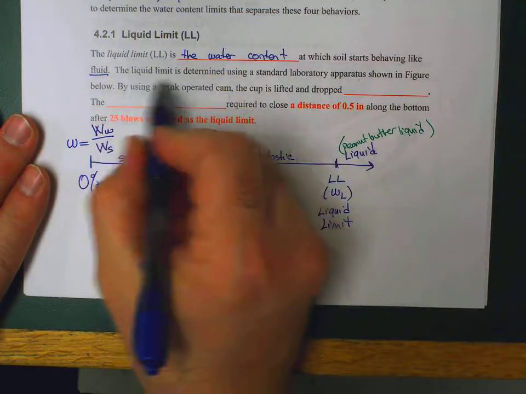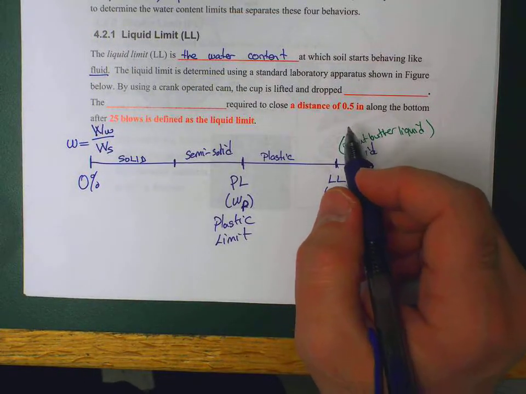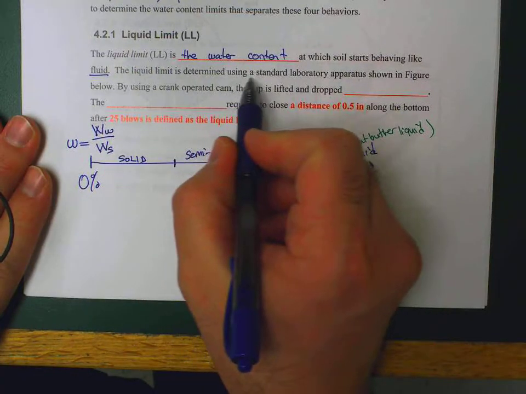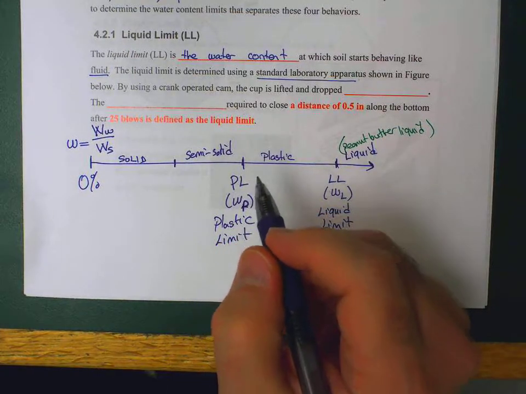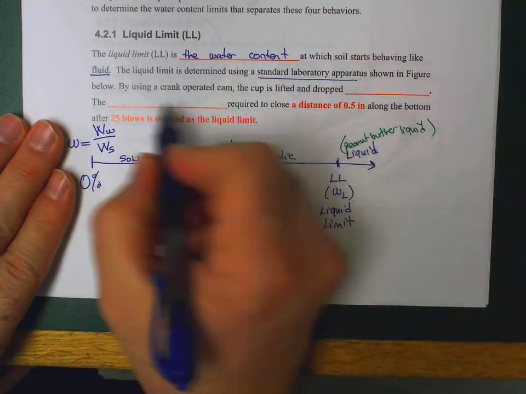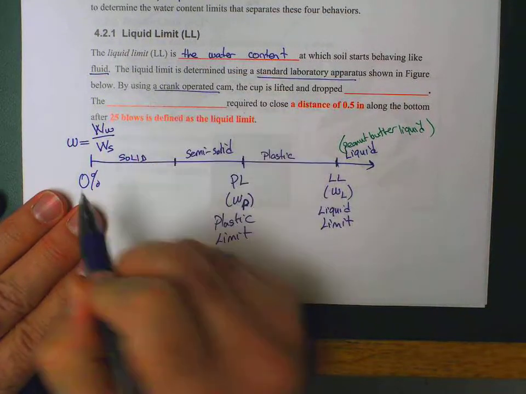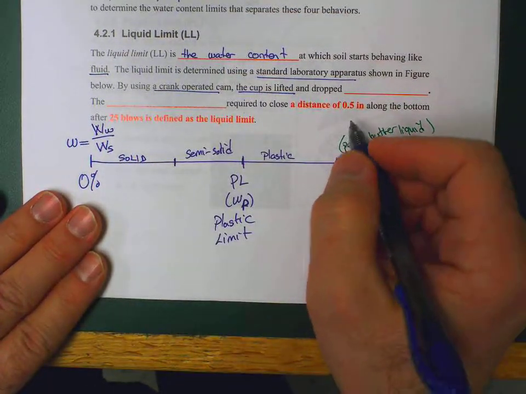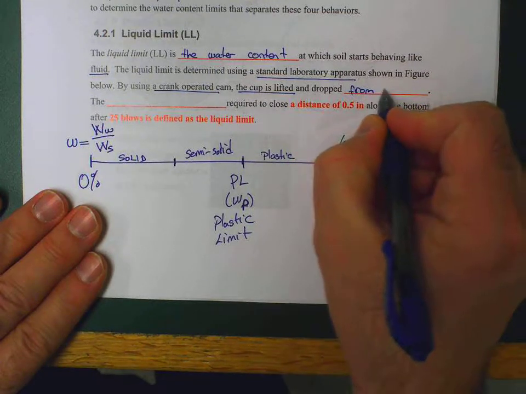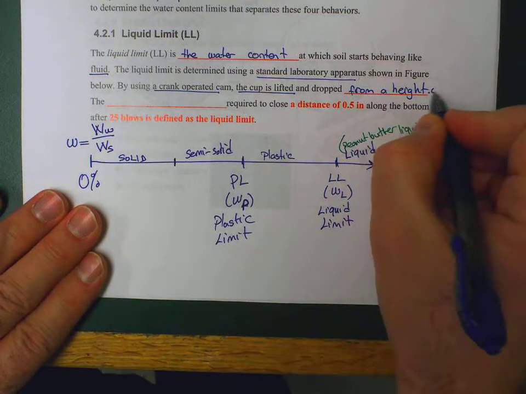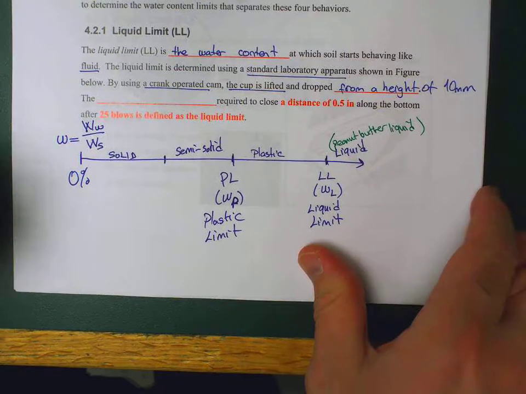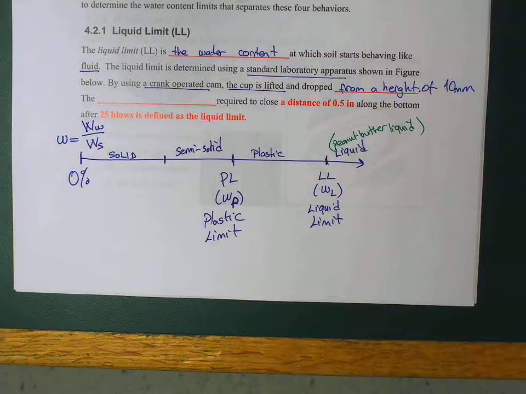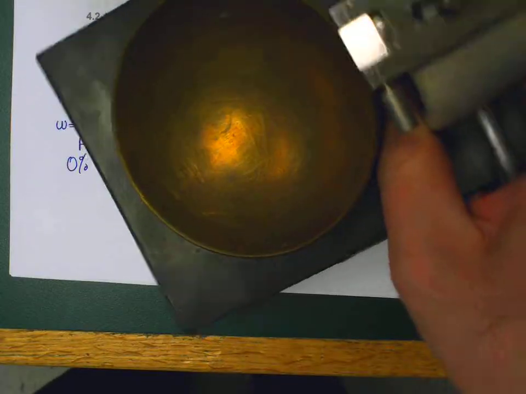Now let me fill this out, and then we're going to talk about that device that I brought here. Liquid limit is determined by using a lab apparatus, operated by a crank-operated cam. The cup is lifted and dropped from a height of 10 millimeters.